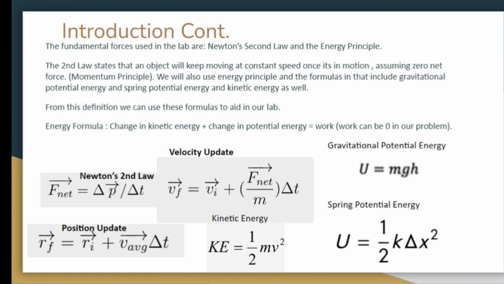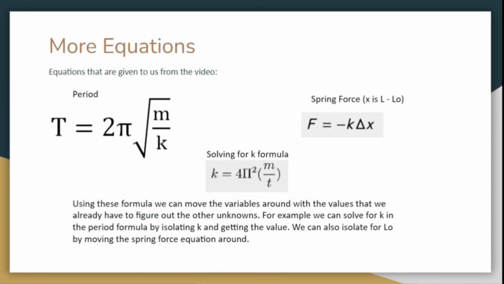The energy formula is the change in kinetic energy plus the change in potential energy, and in this case it's equal to work, but work is zero, so it's not included. These are the other formulas involved, all more equations that we need. We'll use the equation seen here for the period, the spring force equation, and then solving for K, which is just moving around the period equation, setting it equal to K. We can use this to find other unknowns.